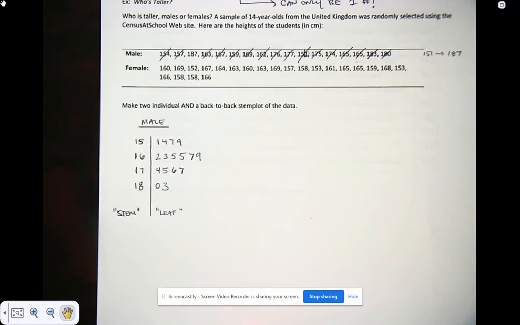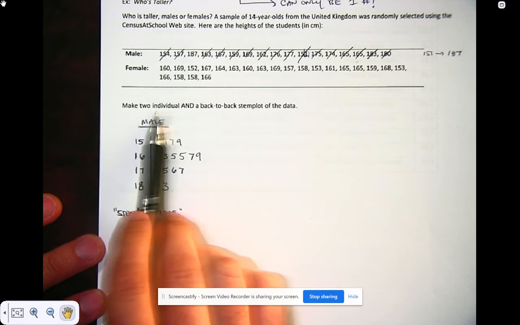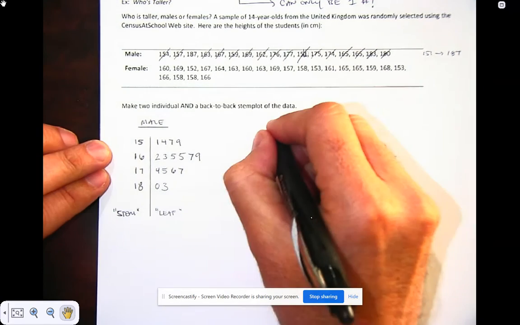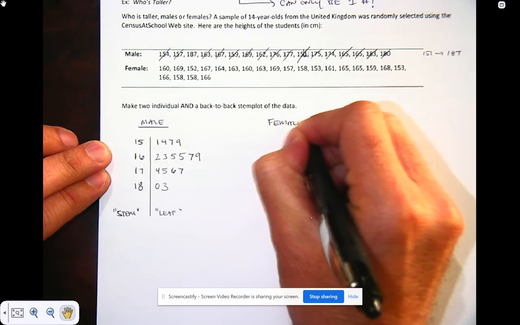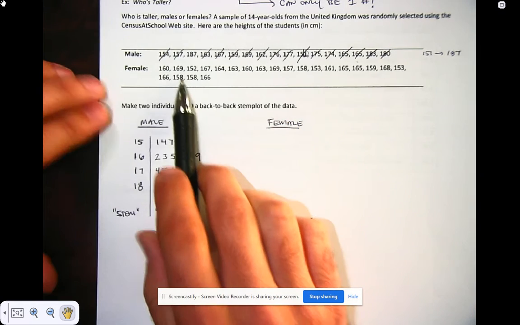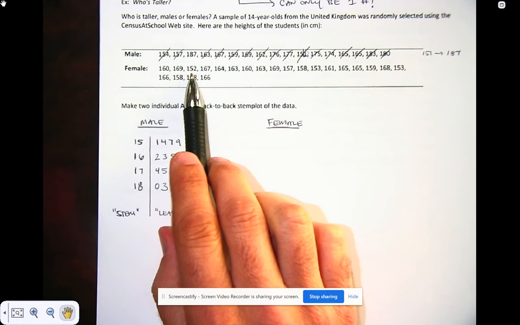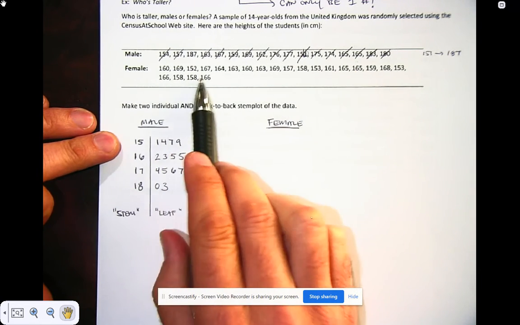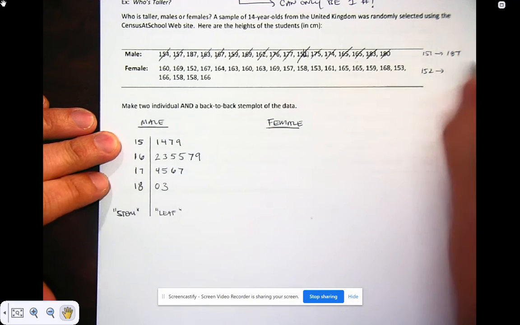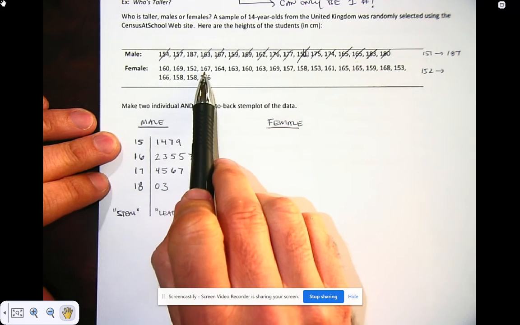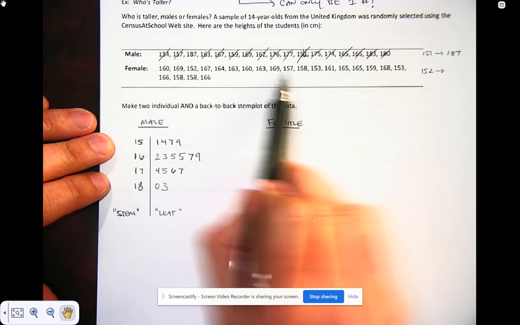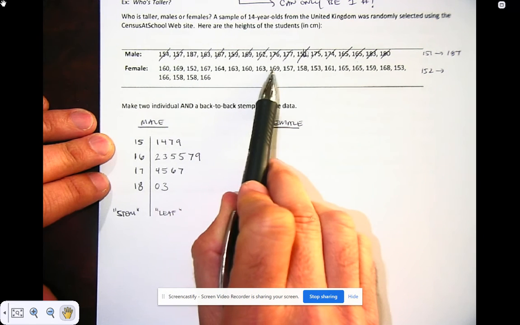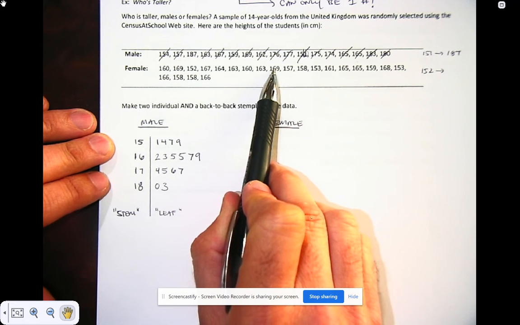Okay, and so what we've just done is we made an individual stem plot for males. Okay, now we could do the same thing for female. And looking at this data, 152, I don't know that I see anything shorter than 152. So I'm going to go all the way from 152 to a max number of 169. Are there any 170s? No, so it looks like 169 is the greatest number there.